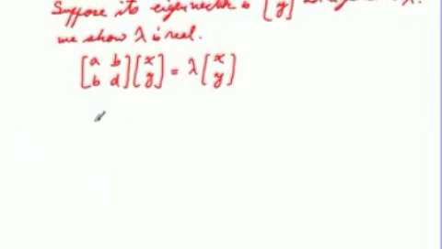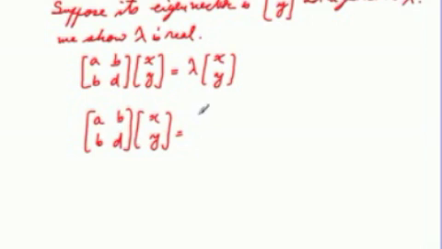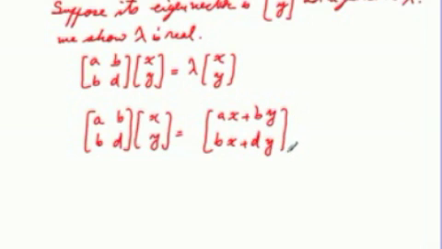Next, what is this thing anyway? Let's just multiply it out. So ax plus by, I multiply that row with this column, and bx plus dy. Is that right?